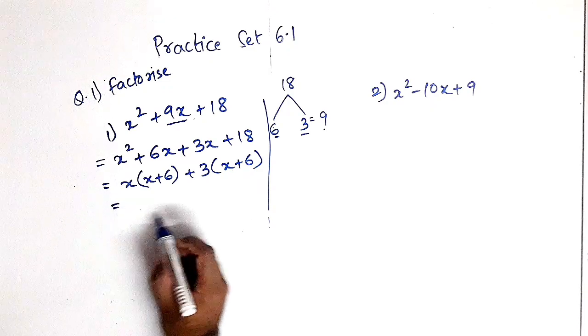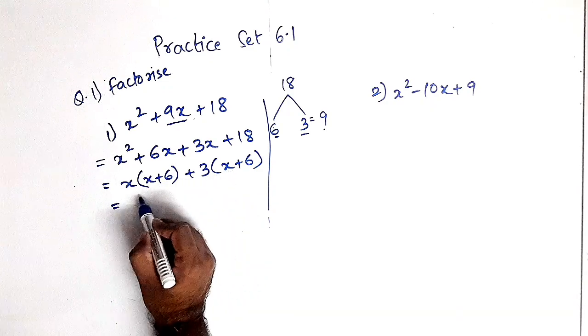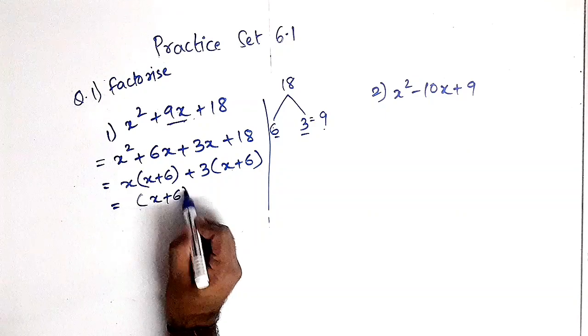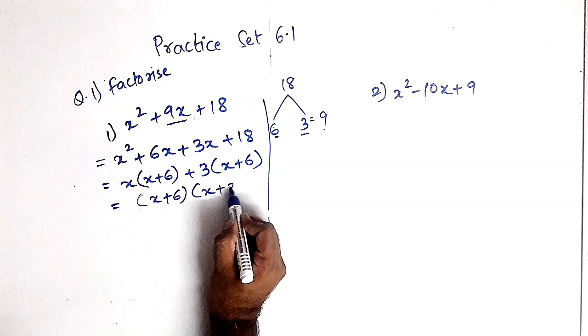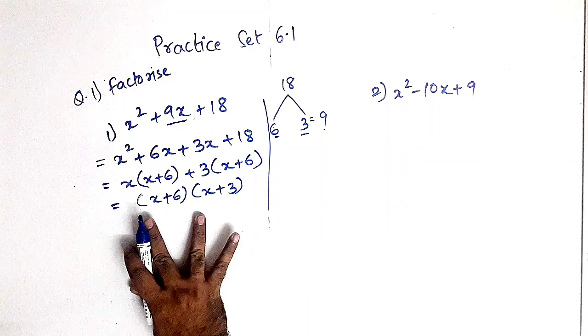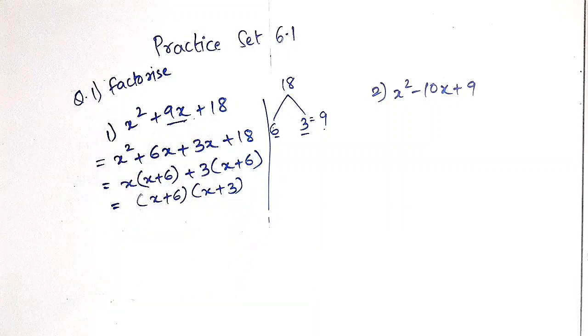Now x plus 6 is common here, so I'll write x plus 6, and what remains is x plus 3. So this is how you got these two brackets, the factors of x square plus 9x plus 18. Students, maybe initially it will be slightly difficult for you, but once you do 4 sums, 5 sums, 6 sums, the exercise will be very much easier for you.